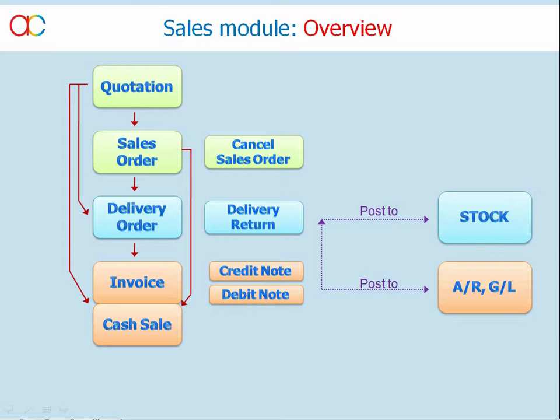For example, if you have created a quotation, the quotation can be transferred to sales order or to delivery order or directly to the invoice and cash sales. Similarly to sales order, it can be transferred to delivery order or directly to invoice and cash sales. Of course, you can choose not to use document transfer. For example, you may create a new delivery order and not transfer from quotation or sales order.